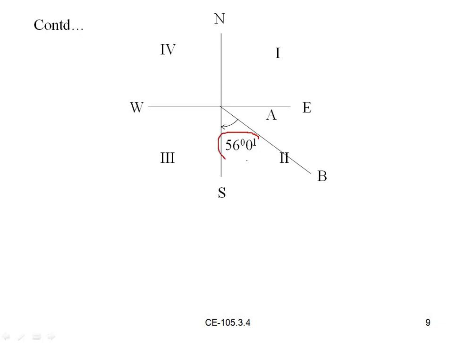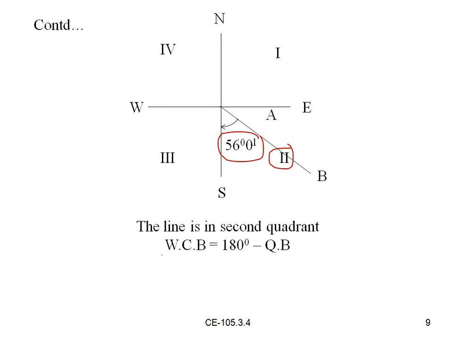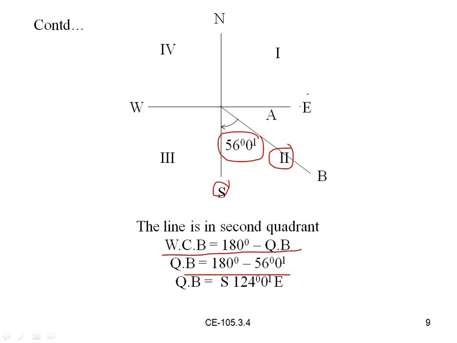Now 56 degrees 0 minutes. It is in second quadrant, the line AB. So whole circle bearing is equal to 180 degrees minus quadrantal bearing. That is 180 minus 56 degrees 0 minutes. We will get 124 degrees 0 minutes.